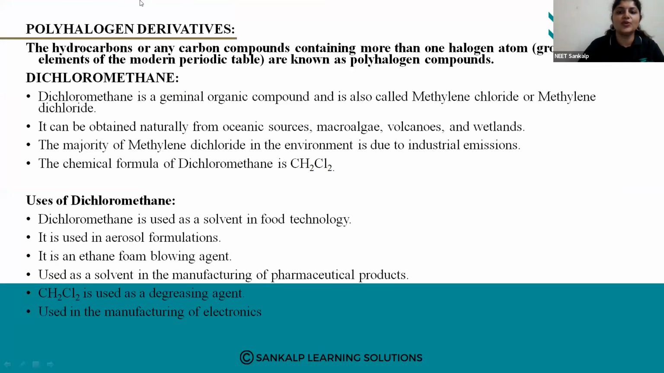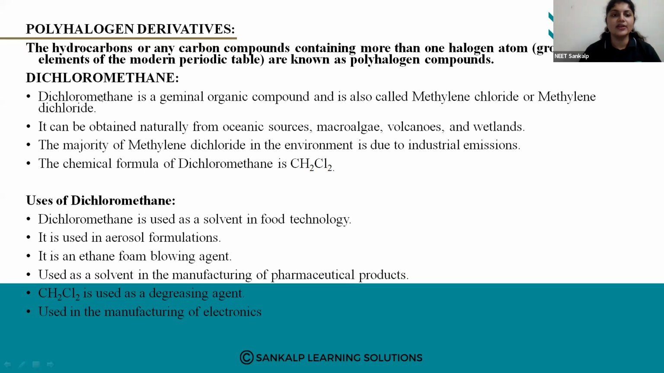So what are polyhalogen compounds? They are hydrocarbons or any carbon compounds containing more than one halogen atom. You know halogen atoms belong to group 17 elements of the modern periodic table. Polyhalogen means many halogen atoms. So when you have more than one halogen atom in a carbon compound, it is called a polyhalogen derivative.